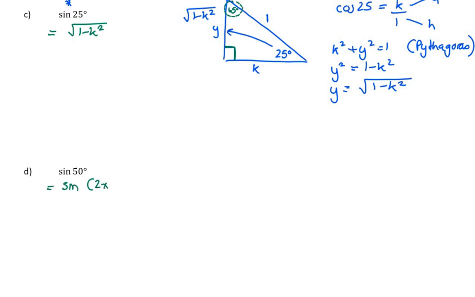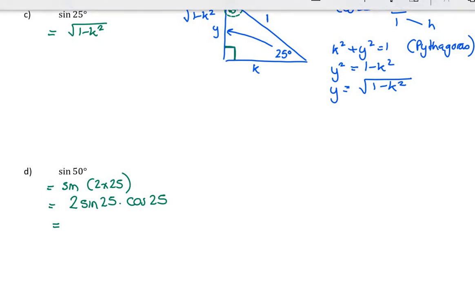But if I hadn't figured out what sine of 25 is, I wouldn't be able to do this, because this is 2 sine 25 times cos 25. I hope I said 25. Right, so this is 2, and this is root 1 minus k squared, and this is k. And you could combine the k into the root, but it really is not worth it, and it doesn't get any simpler. So that's the best it can get.